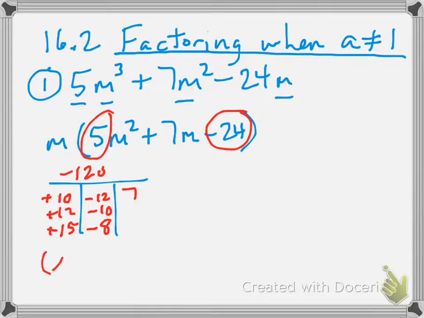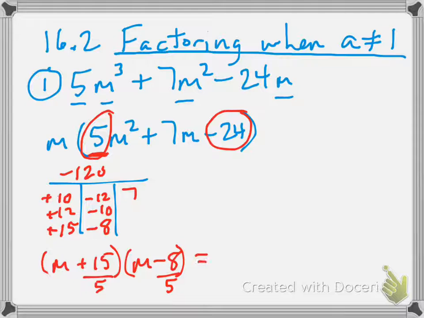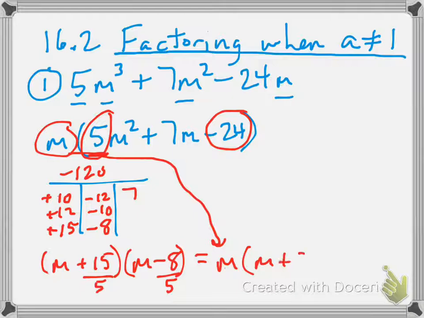Now here's the thing. I have X, or M, excuse me, wrong variable. M plus 15 times M minus 8. Now here's the thing though. A is 5. Now in the last section, we didn't have to divide by A because A was 1. Here we have to because A is 5, so I take each number and I divide by 5. 15 divided by 5. Now, first of all, this M comes down and is part of our solution. So 15 divided by 5 is 3. Now, 8 divided by 5 doesn't work out, so we take that 5 and we move it to the front. So 5M minus 8. And that's our final answer.